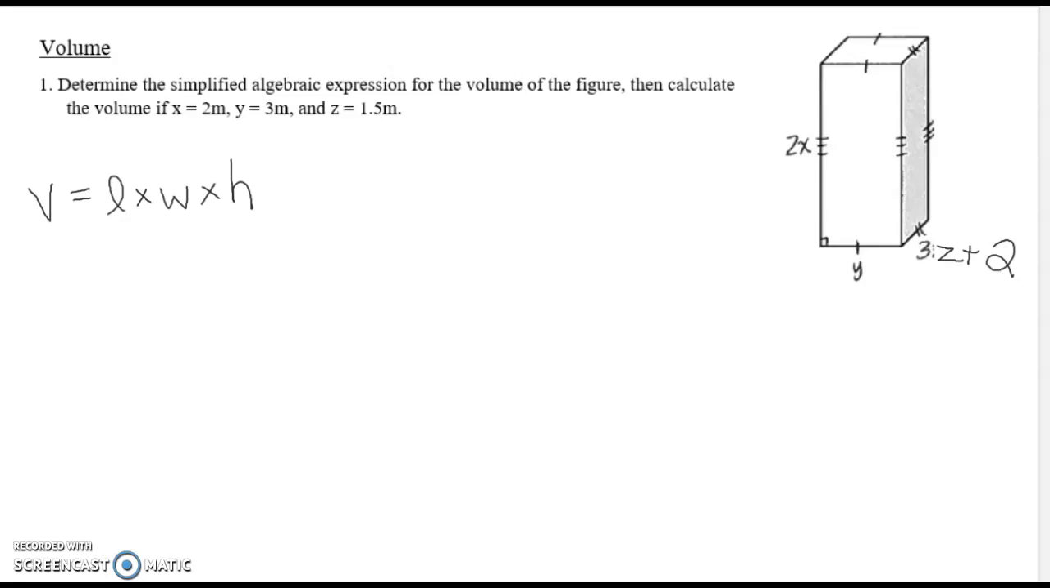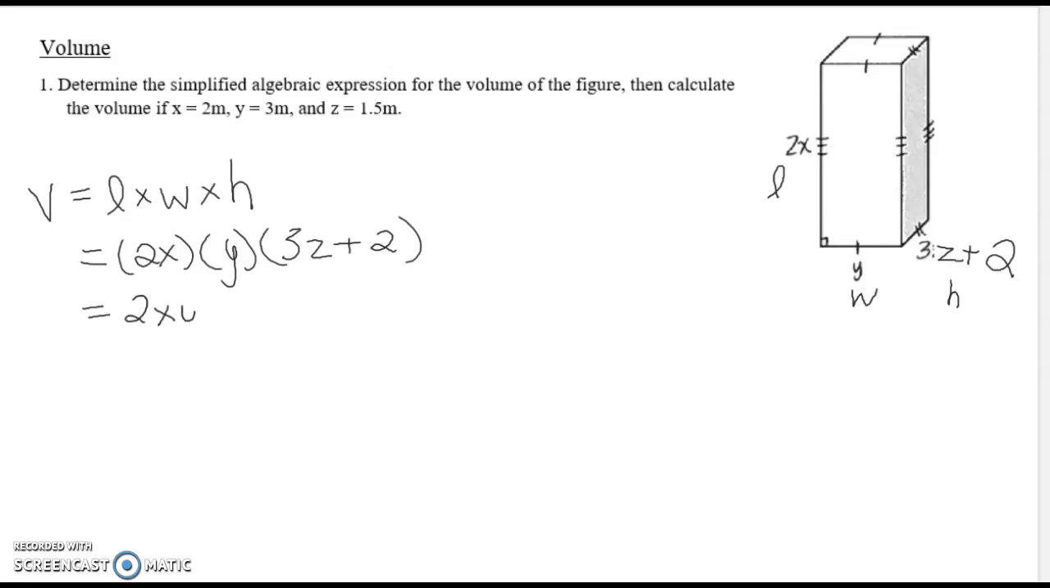Okay? So we'll have our length, width, height. The order doesn't really matter. This probably made more sense to be height, but when you multiply them together, you'll get the same thing. So we have 2x times y times 3z plus 2. All right, so we'll do one step at a time. Let's multiply these together first. So 2x times y just gives you 2xy.